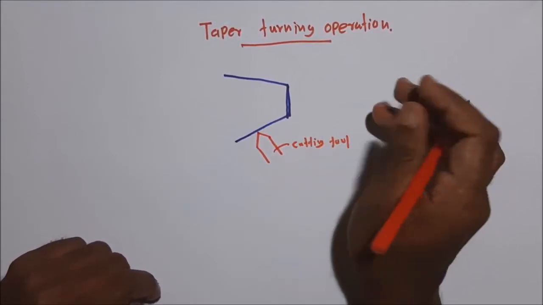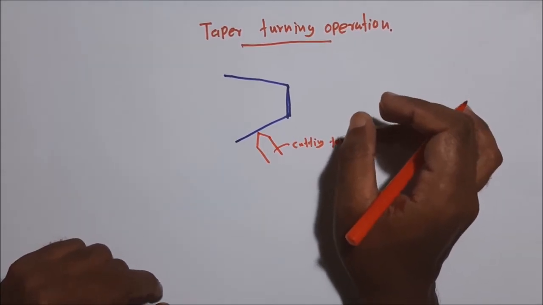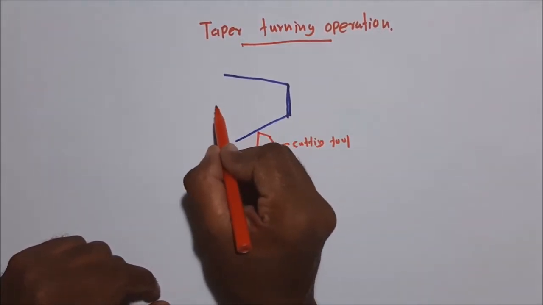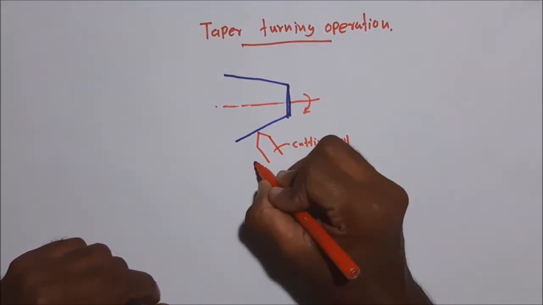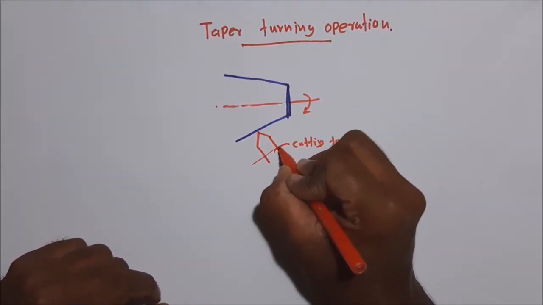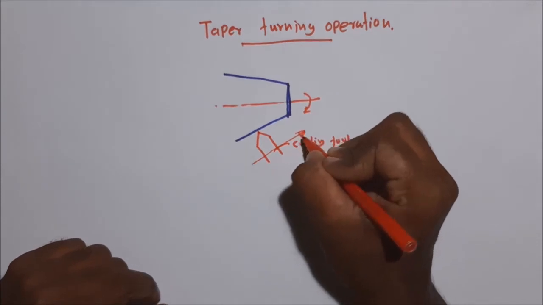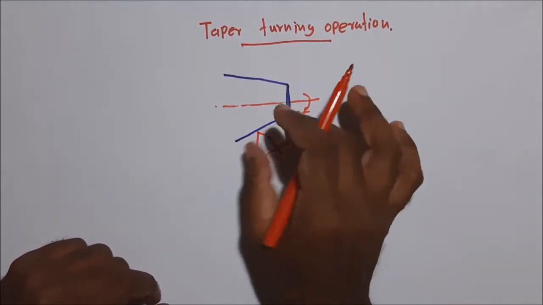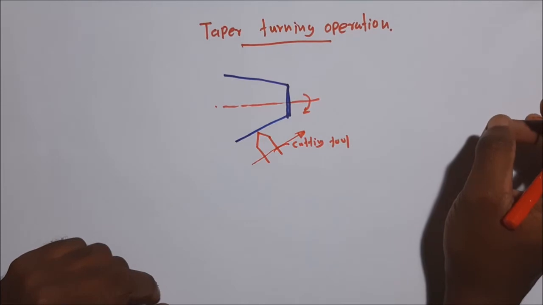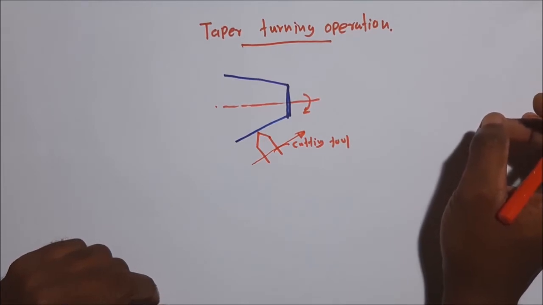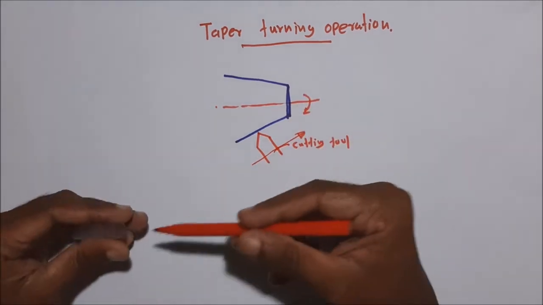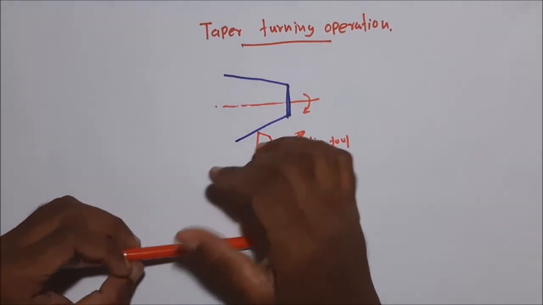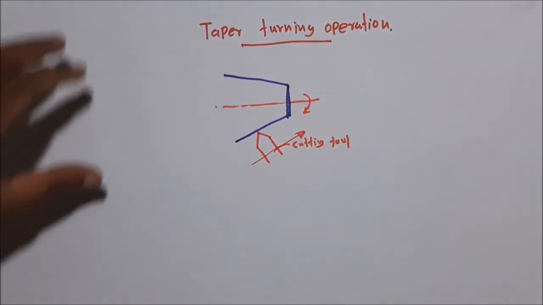Here I'll explain the use of the compound rest. This is the rotating axis of the workpiece. Then this is the cutter moving direction. The cutter is fed along this direction. Then we can obtain this kind of conical shape for the component we are machining. This operation is called taper turning operation.